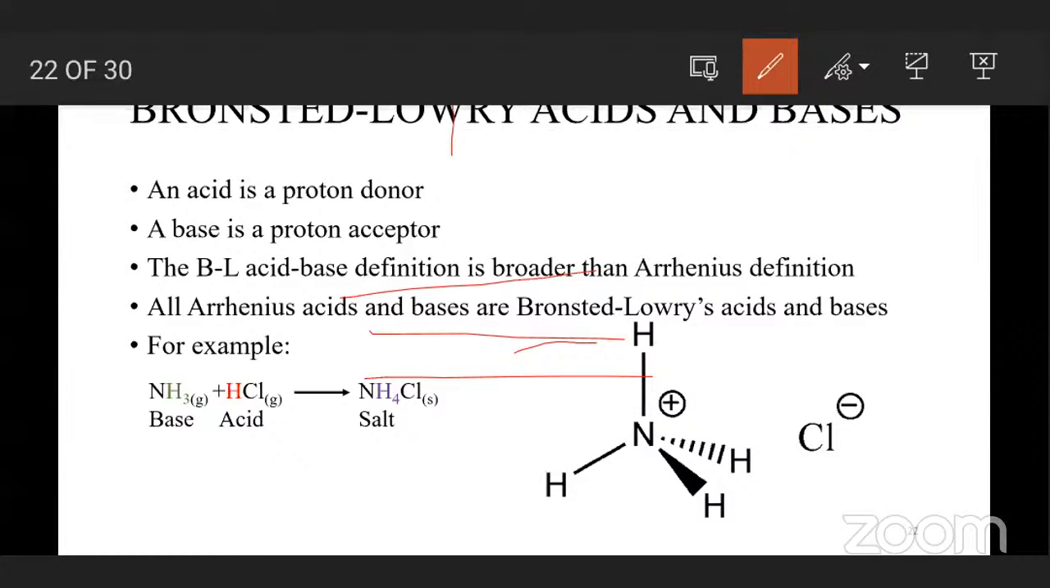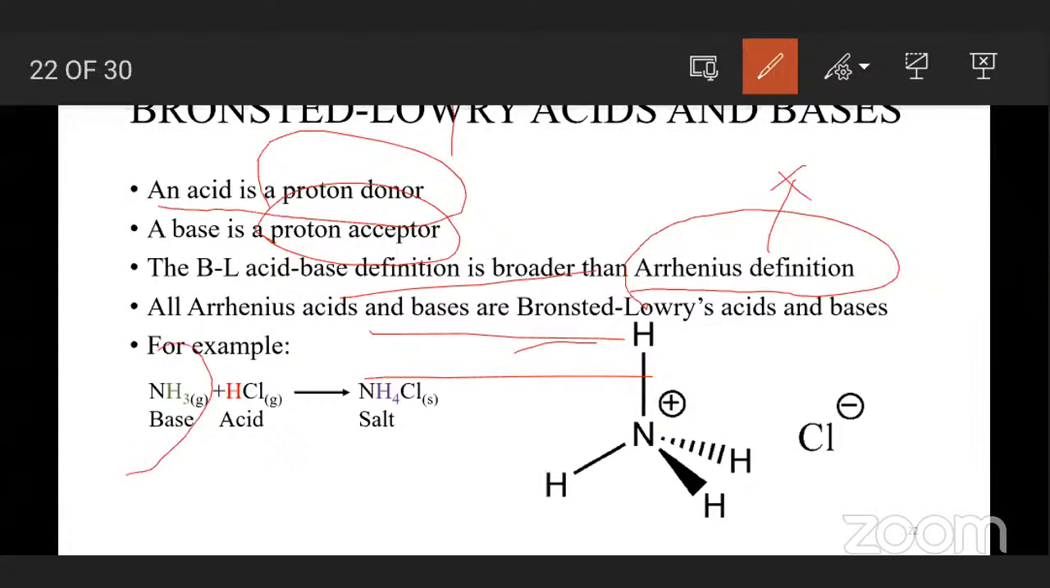How did Bronsted-Lowry define an acid? Basically, it defined an acid as a proton donor and a base as a proton acceptor. So, referring to a proton, it means it may be in solution or it may not be in solution. So the Bronsted-Lowry definition of an acid and a base covers Arrhenius' definition, and also goes beyond that into when the acid and the base are not in solution.